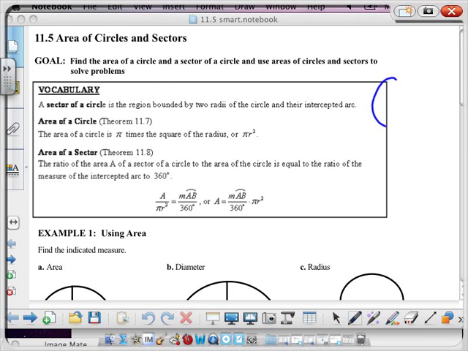We've got a circle. We've got two radii. This would be my arc. The area of a circle is pi times the square of the radius, so pi r squared. The area of a sector of a circle is equal to the ratio, so we're going to use this one: area of the sector over pi r squared equals the angle of the sector over 360. Very similar to what we did on Friday with circumference, except we're just going to use the area formula.